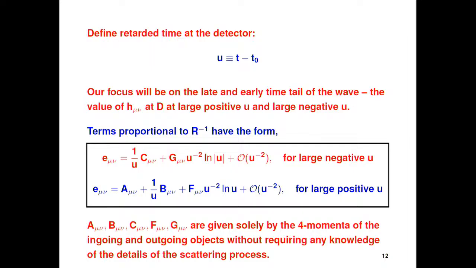So we will define what we call the retarded time at the detector, which is the difference between the time and the T naught, which is around some value at which the signal is reaching the detector. T naught is defined only up to some shifts of order 1. Now what we will focus on will be the late and early time tail of the wave, which means the value of h mu nu at the detector at large positive u and large negative u. Now why should we focus on this?